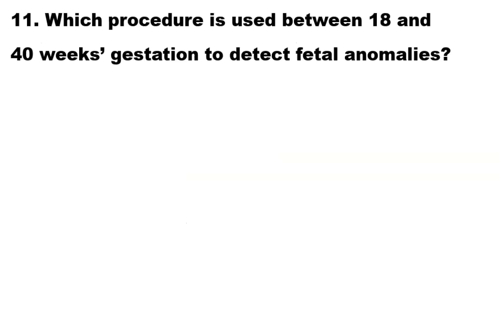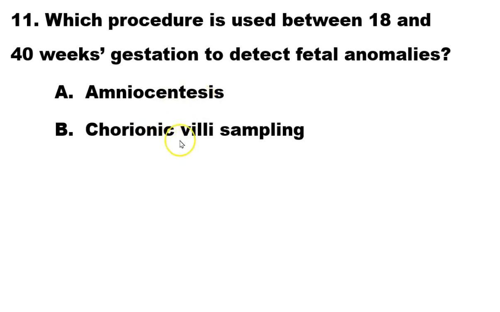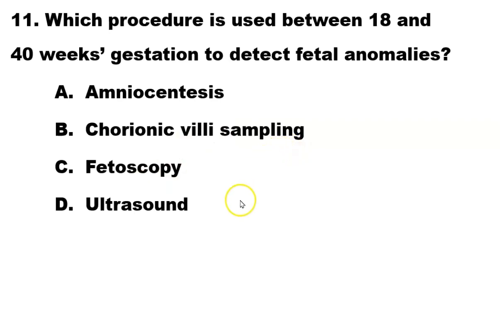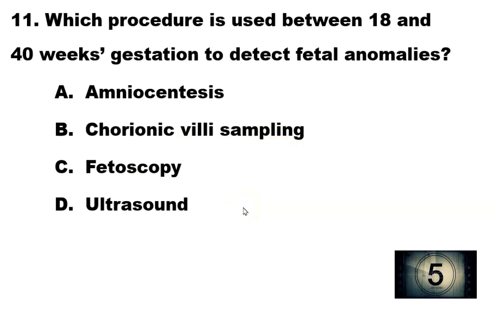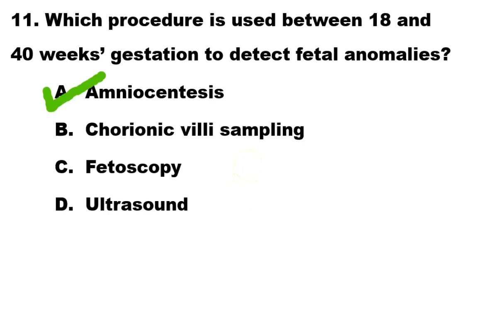The next question: which procedure is used between 18 and 40 weeks of gestation to detect fetal anomalies? A. Amniocentesis. B. Chorionic villus sampling. C. Fetoscopy. D. Ultrasound. The correct answer is amniocentesis.